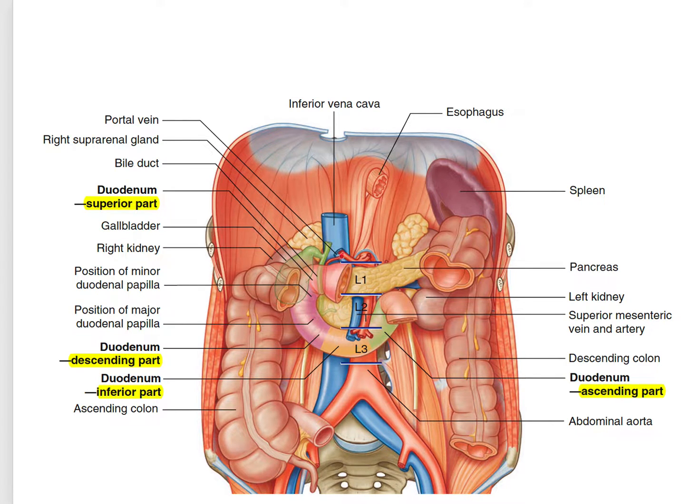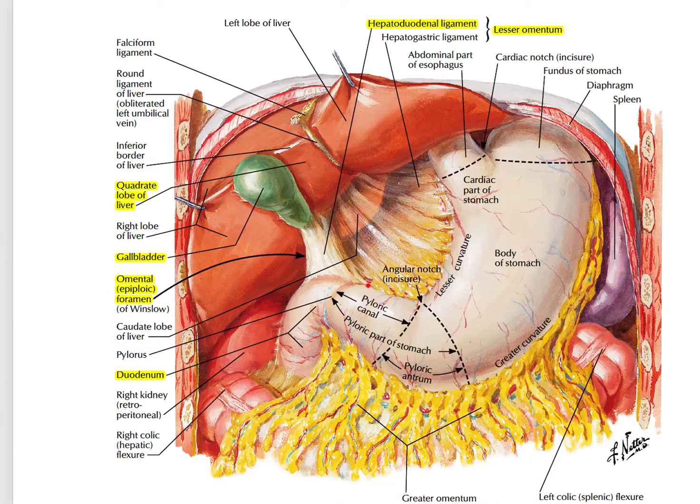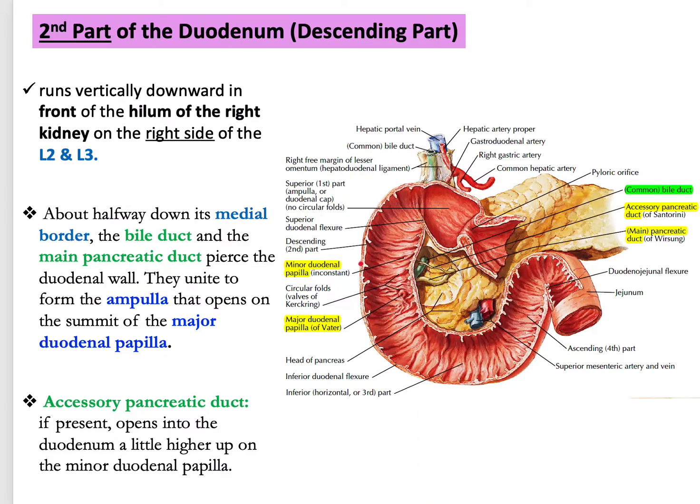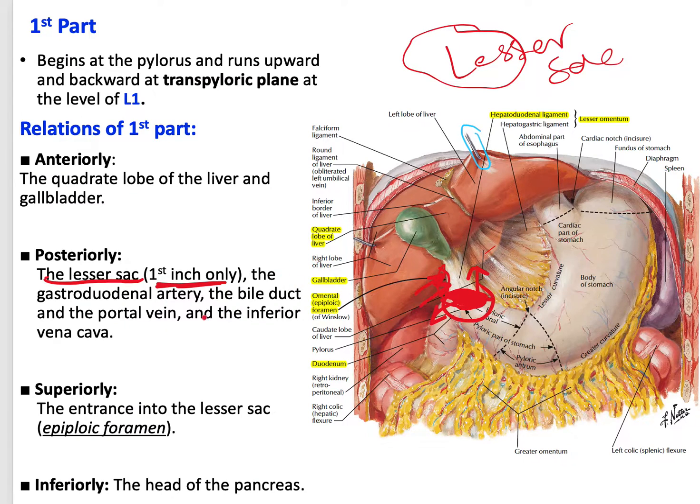We have the lesser sac, gastroduodenal artery, bile duct, portal vein, and so this is the portal vein, not this, and the inferior vena cava. All of these structures are very important. So maybe I'll show you here. Okay, not shown here. That's enough. So these structures behind the first part are important.